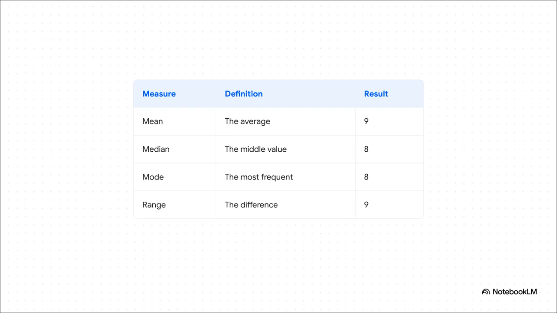Okay, now this is where things get really cool, because there are different ways to describe the center of a set of numbers. The mean is what we usually think of as the average. The median is the number that's smack in the middle once you line them all up. The mode is just the one that shows up the most often. And the range tells you how spread out everything is. And look here, notice how the mean is 9, but the median and the mode are both 8. That difference tells you something.